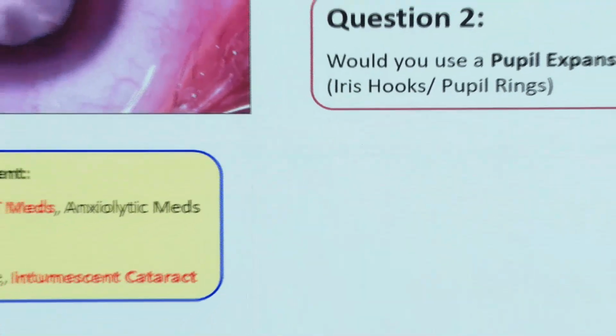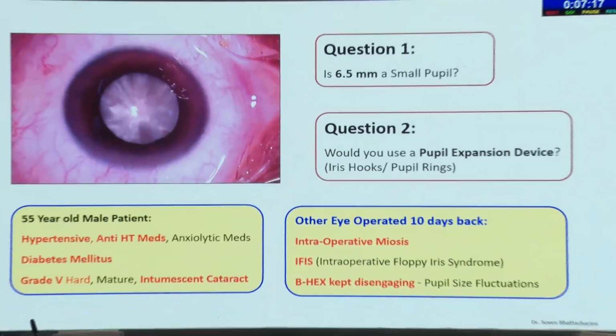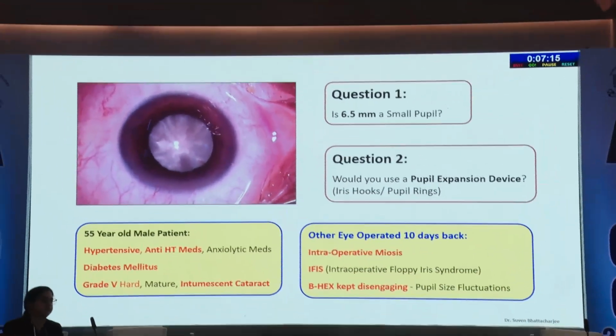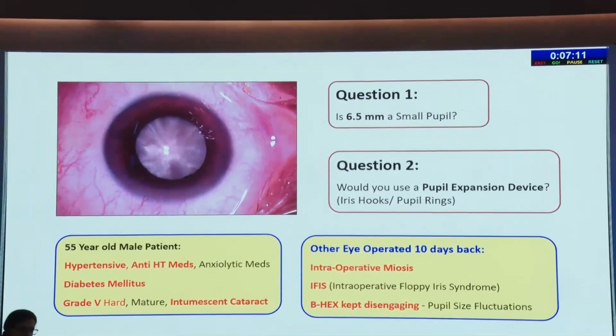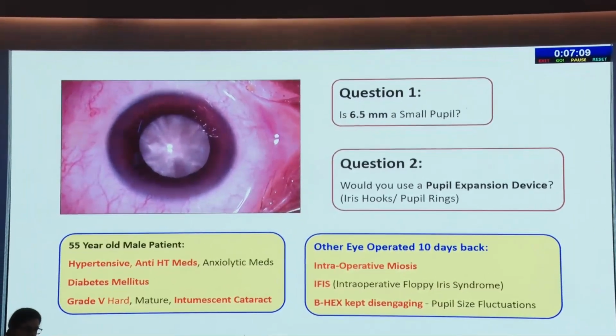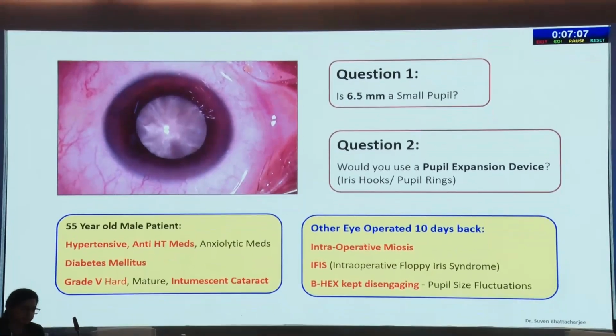Now let me give it a twist. 55-year-old patient, hypertensive, on antihypertensive drugs, diabetes mellitus, grade 4 mature intumescent cataract. Let's add some more spice. Ten days back he had a surgery, had intraoperative miosis, IFIS, I had a tough time, I had used a BHEX. The BHEX kept disengaging because of the pupil size fluctuations.